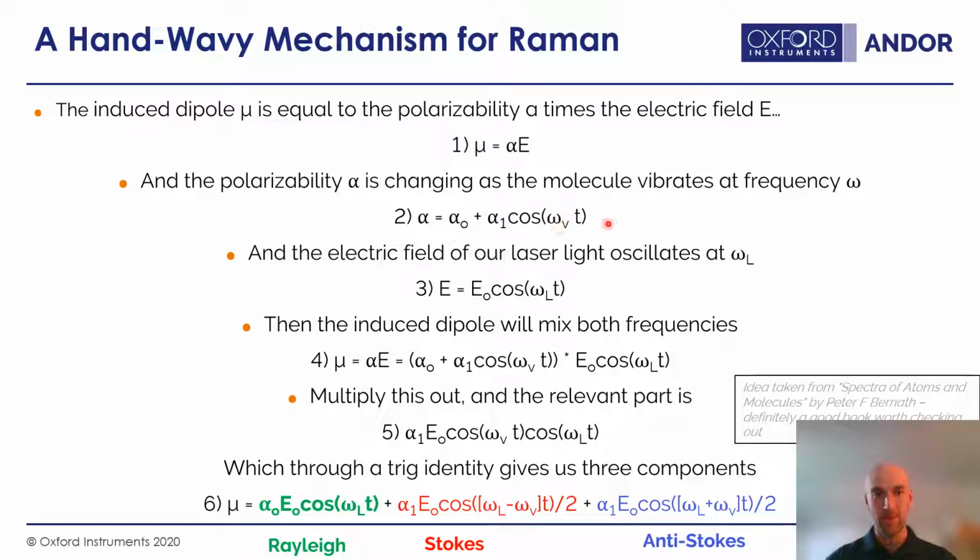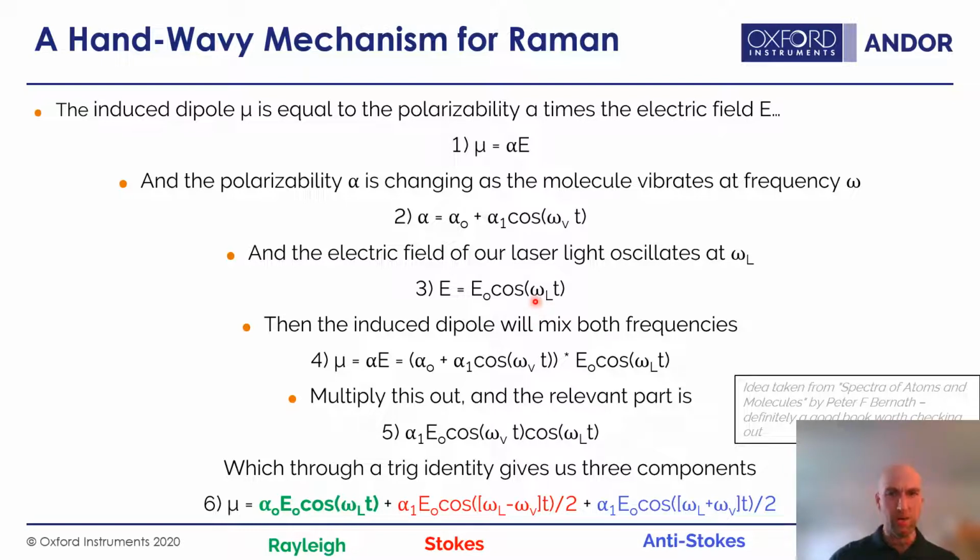So we're saying, all right, here's our static polarizability. What if that polarizability changed a little bit with time, cyclically, as the molecule vibrates? Now, bear with me, the electric field of our laser oscillates at omega sub L, at a different, much higher frequency. So the electric field is some scaling constant, E naught, some magnitude, times the cosine of time scaled by the frequency here. So just a different cosine term happening at a much, much faster frequency.